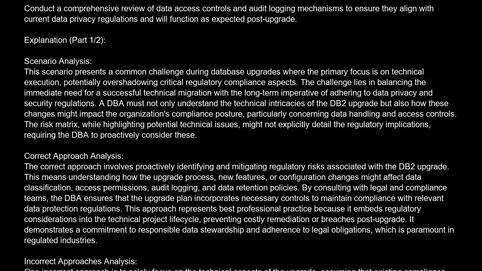This approach represents best professional practice because it embeds regulatory considerations into the technical project lifecycle, preventing costly remediation or breaches post-upgrade. It demonstrates a commitment to responsible data stewardship and adherence to legal obligations, which is paramount in regulated industries. Incorrect approach analysis.